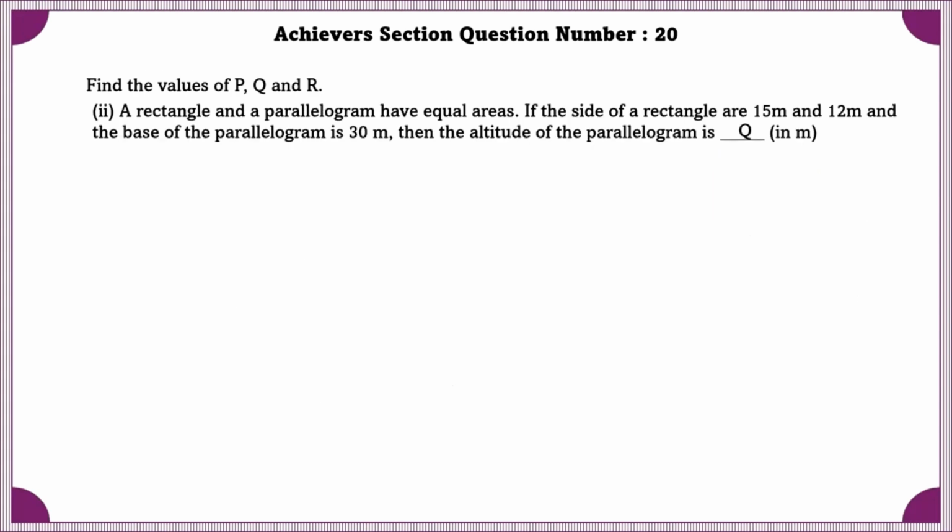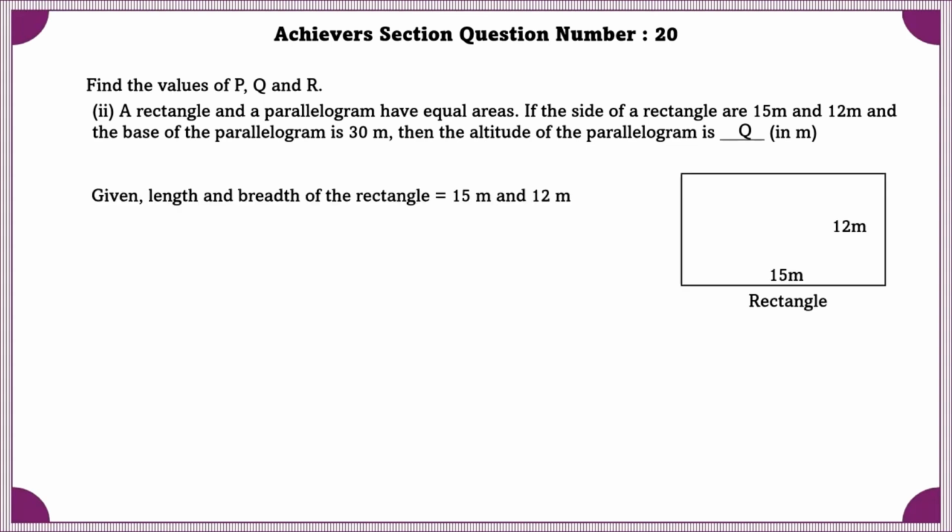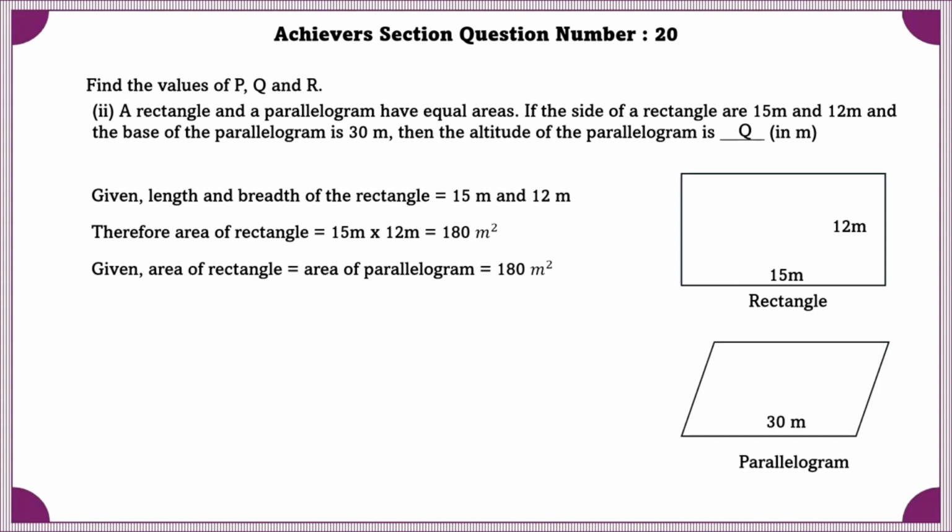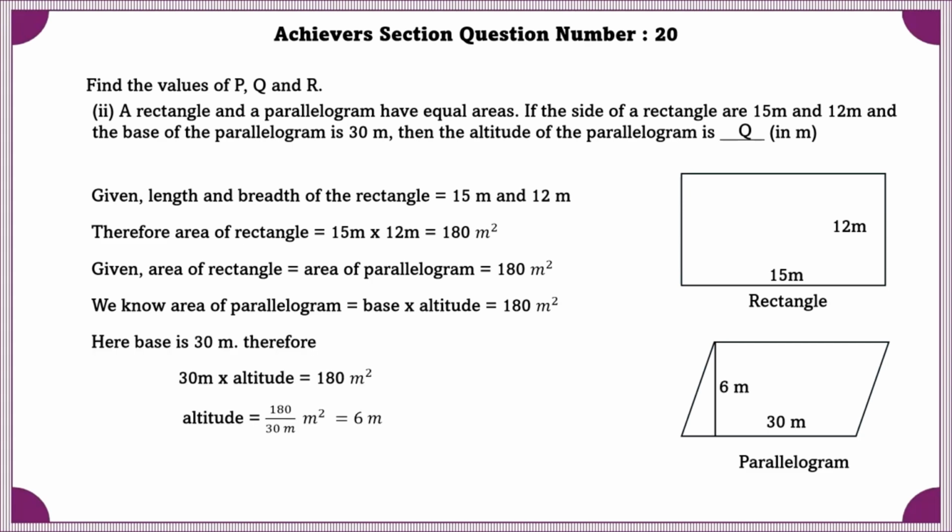That is P. Second one, a rectangle and a parallelogram have equal areas. If side of a rectangle 15 meter and 12 meter and the base of a parallelogram is 30 meters, then the altitude of the parallelogram is dash. Given length and breadth of rectangle is 15 meter and 12 meter. Therefore, area is equal to length into breadth, that is 180 meter square. Given area of rectangle is equal to area of parallelogram, which is equal to 180 meter square. We all know that area of a parallelogram is equal to base into altitude, which is equal to 180 meter square. Here they have already given the base, that is 30 meters. Therefore, we can find the altitude, that is 6 meters.